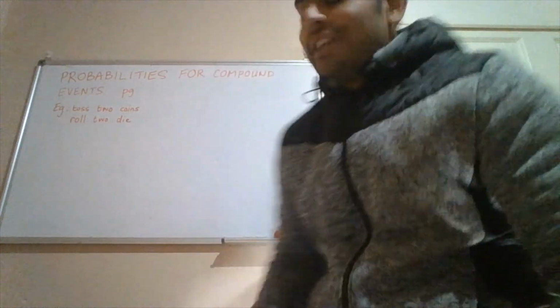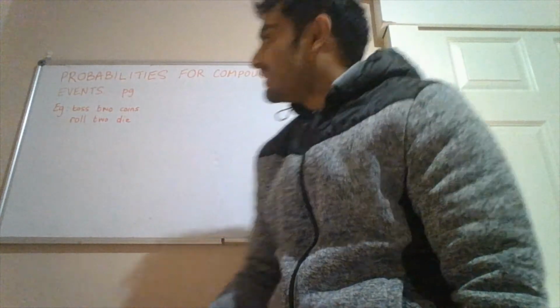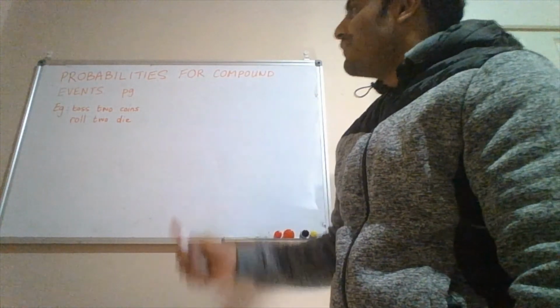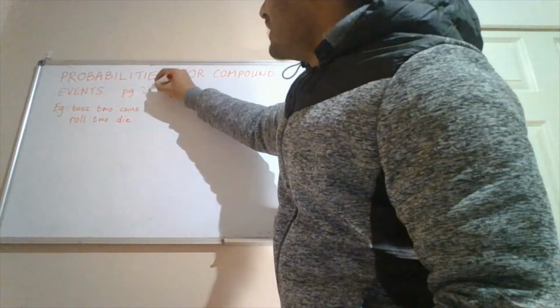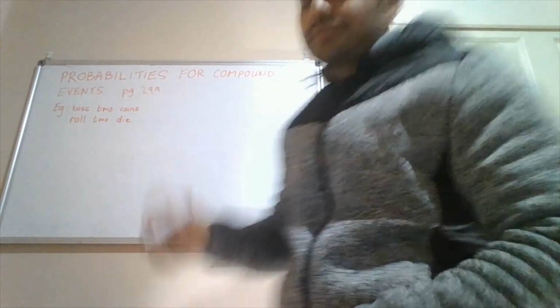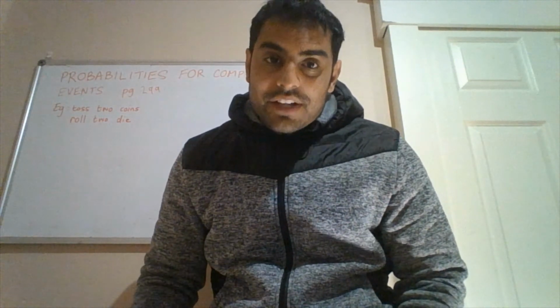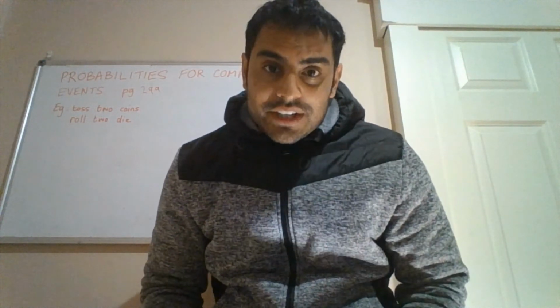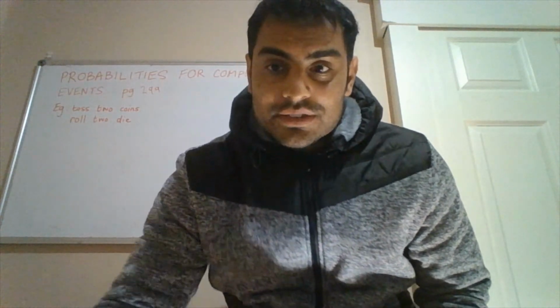Today we'll be covering what I believe to be the final section for grade 9 Maths Lit, probabilities for compound events, and you'll find this on page 299. After this we'll just be doing revision on all the work we've covered so far, try and solidify some of the concepts that weren't so clear when we sent out work during the lockdown, and after that we'll just be going over some past papers.